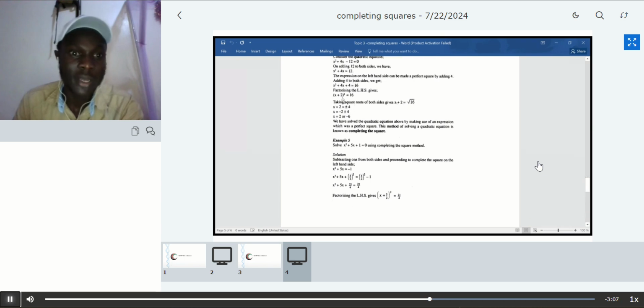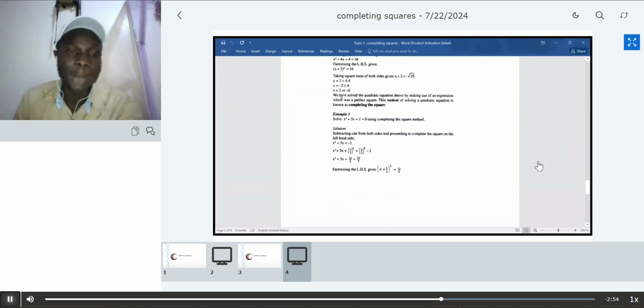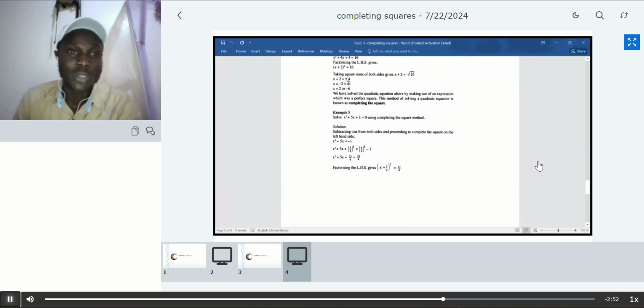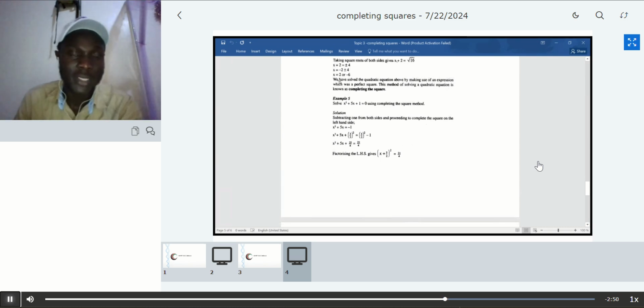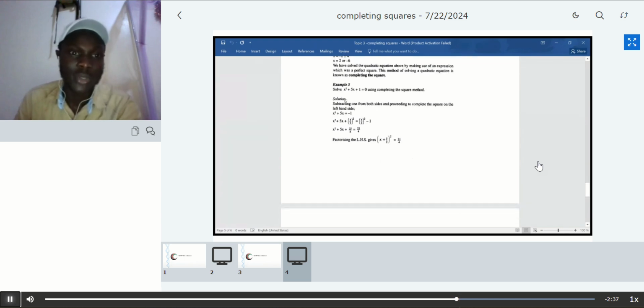Then we factor the left hand side, we get (x + 2)² = 16. We take the square root: x + 2 = √16, so x + 2 equals plus or minus 4. Our x will be 2 or negative 6. Thus, we have solved the quadratic equation above by making use of an expression which is a perfect square. This method of solving a quadratic equation is known as the completing the square method.